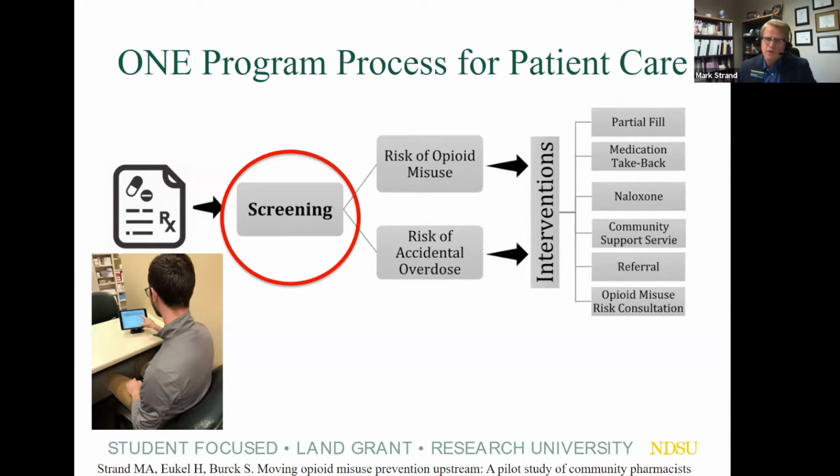Based on the results of those 2 screening tools, the pharmacist is then able to decide which of a basket of interventions are appropriate for those patients. That would include things like recommending a partial fill, promoting medication take back, providing naloxone for those who are at risk of an overdose, introducing community support services, making referrals as necessary, and then also consulting with the individual about opioid misuse issues.